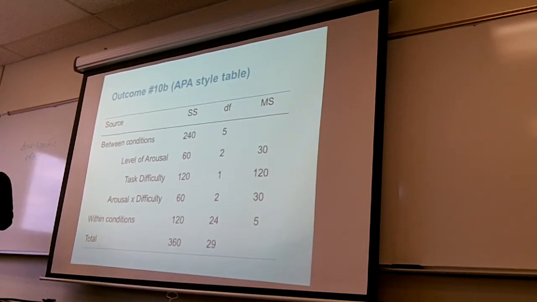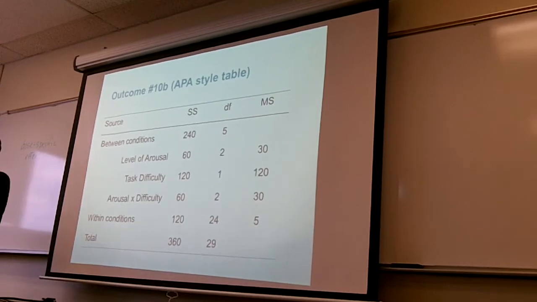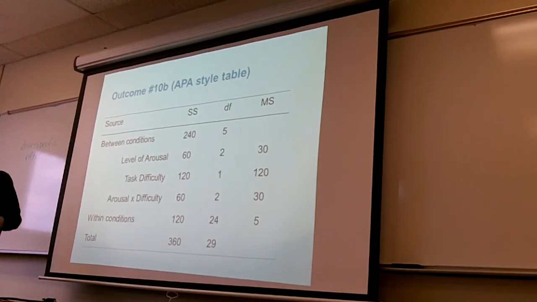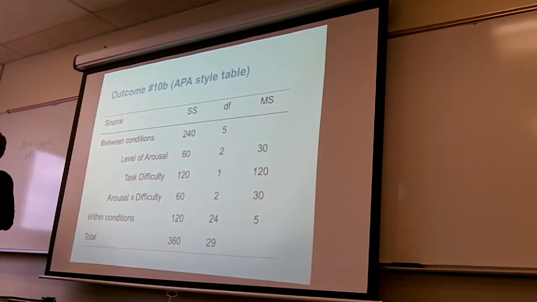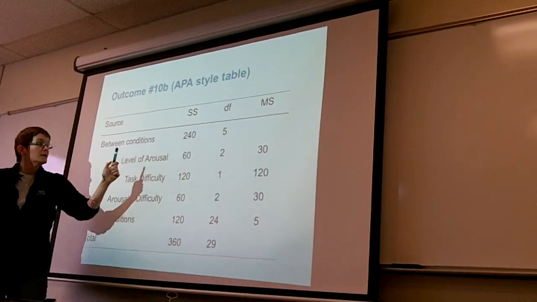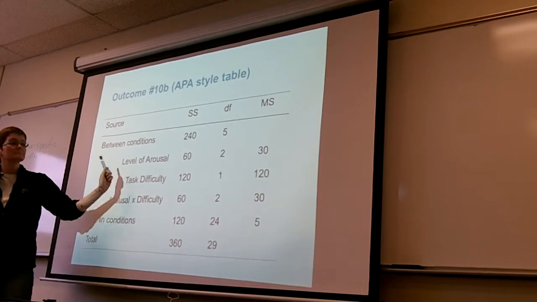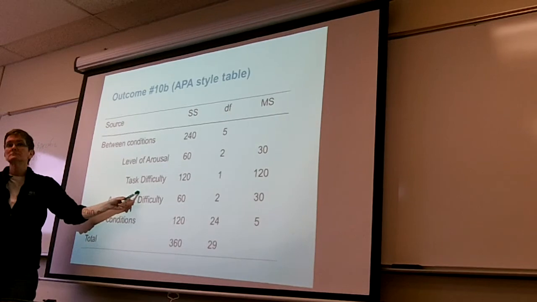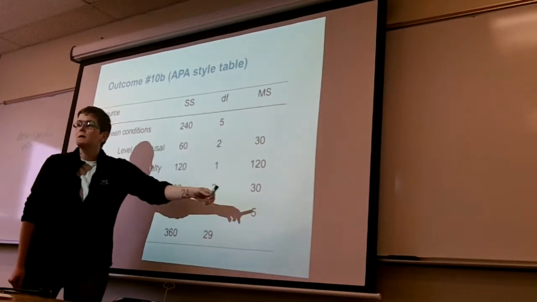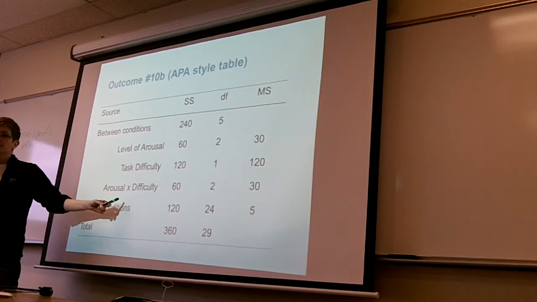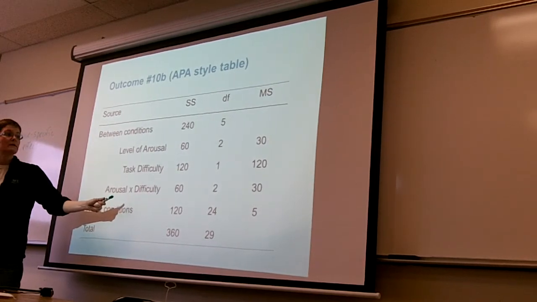That's the first thing I want you to notice. So if I show you a chart like this, don't calculate mean square between conditions. It's not there because you don't need it. What you do have is the mean square for IV1, the mean square for IV2, and the mean square for the interaction of IV1 and IV2. Do you see that? The mean square for the interaction.